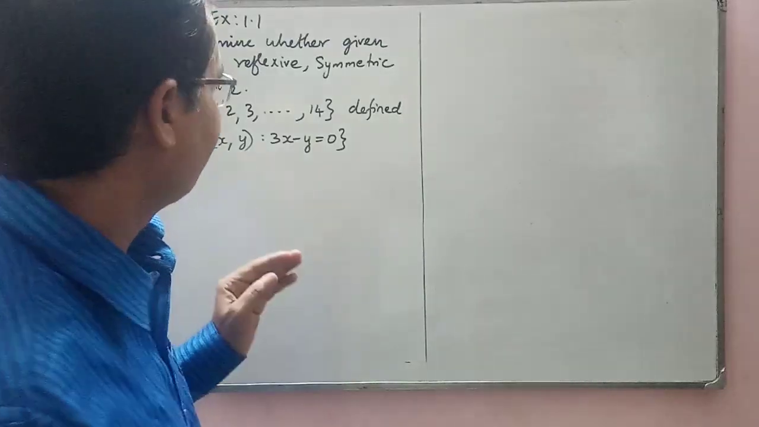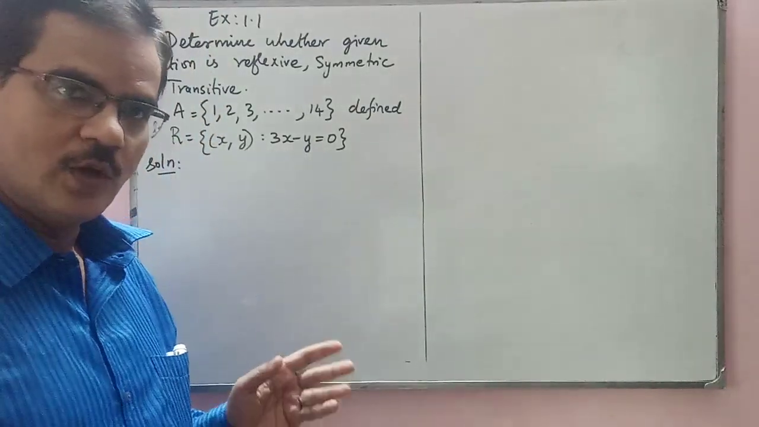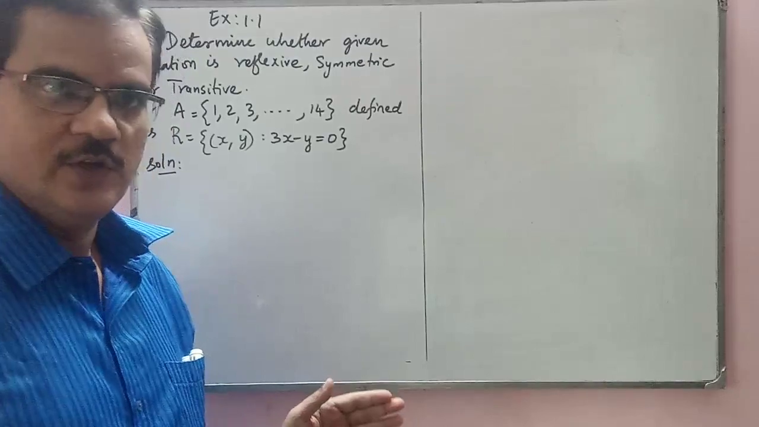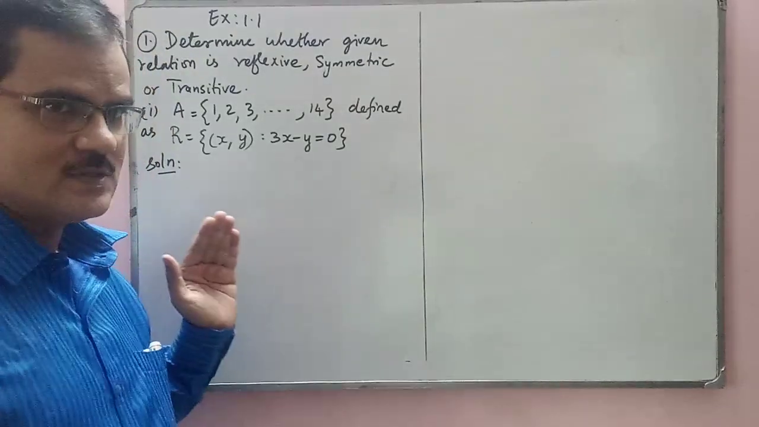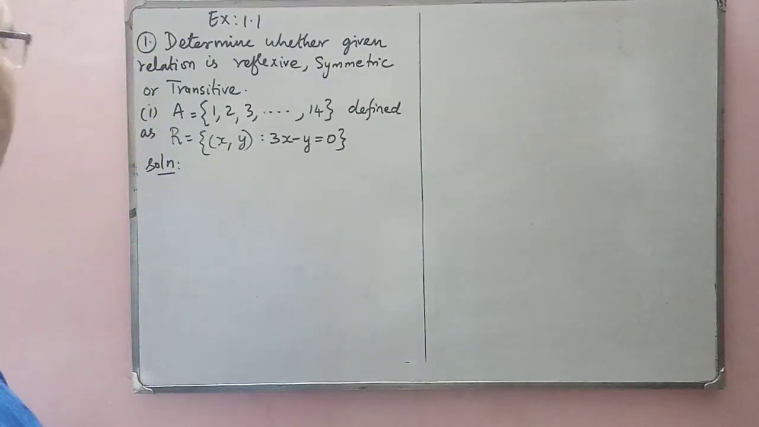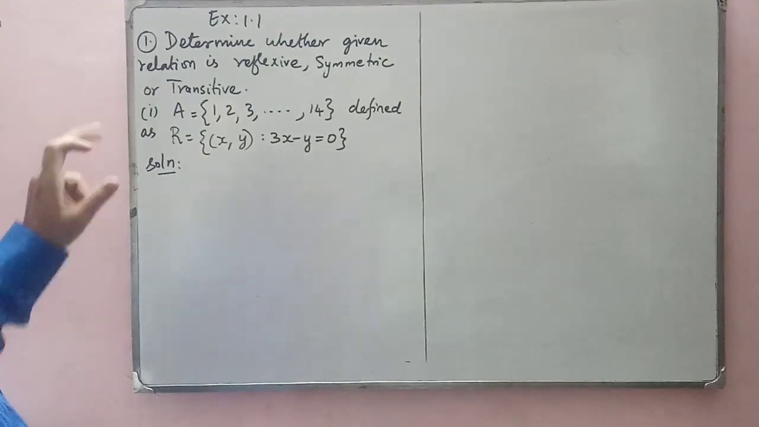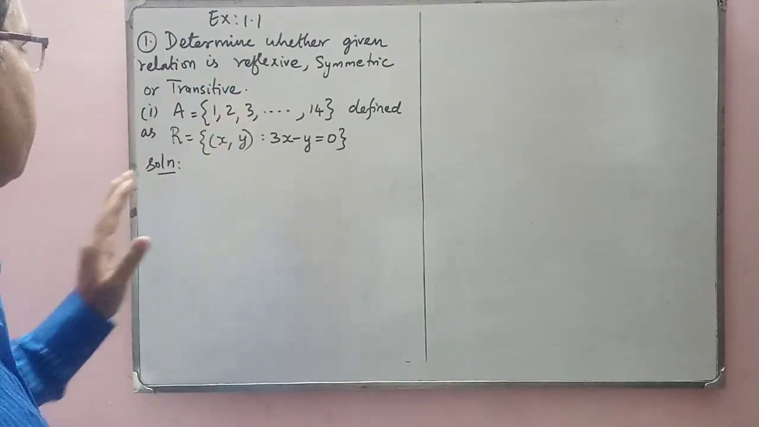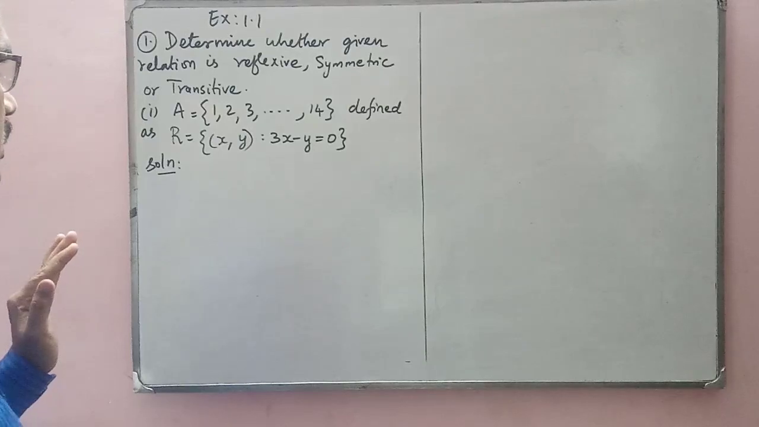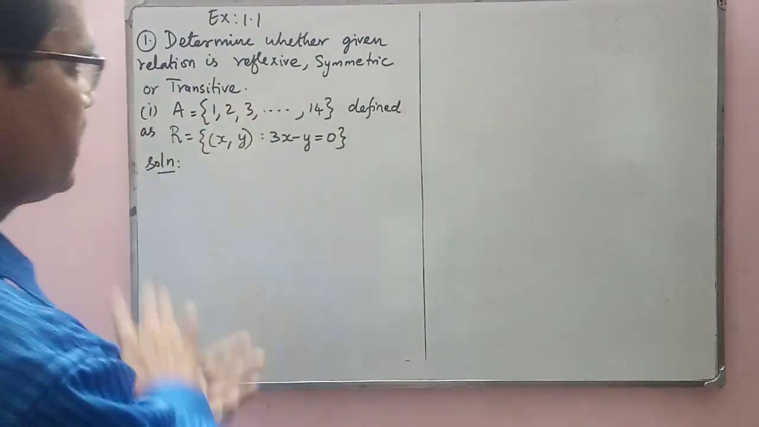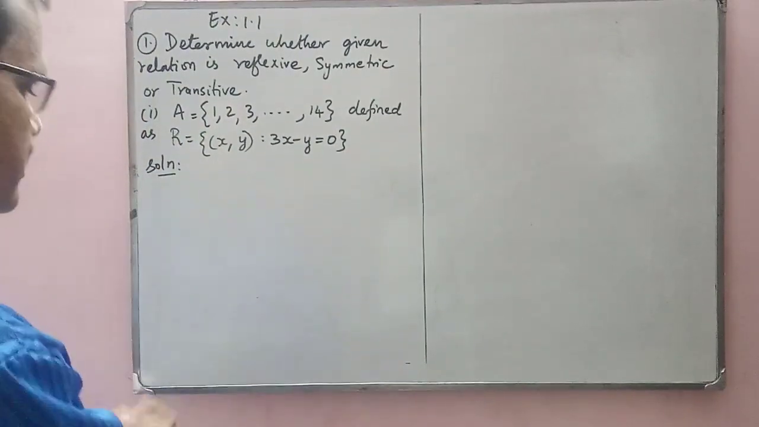We're going to discuss exercise 1.1. I hope you have seen the concepts of relations video so that you are able to follow these sums. First question, first part says determine whether the given relation is reflexive, symmetric, or transitive. So, knowing the basic definitions of reflexive, symmetric, and transitive, we are starting this problem.